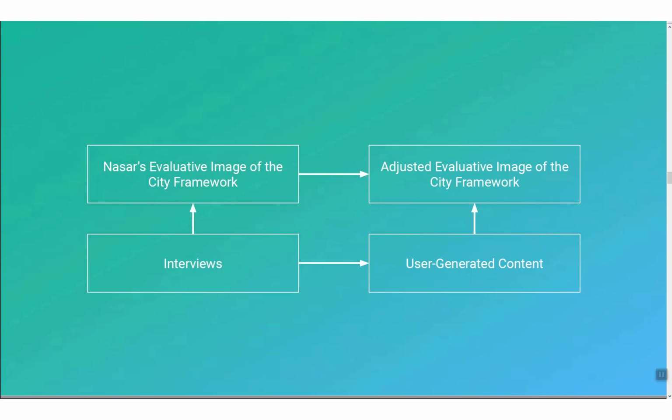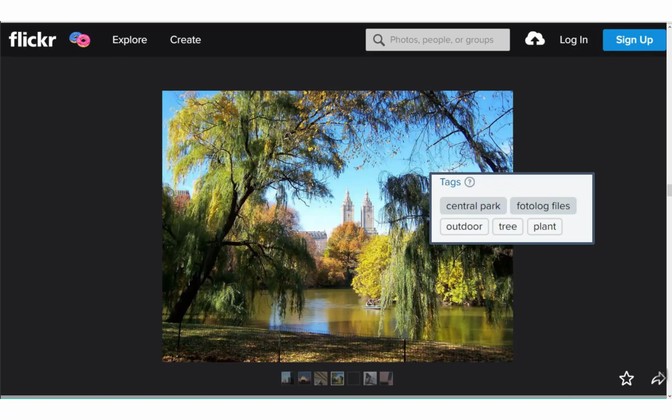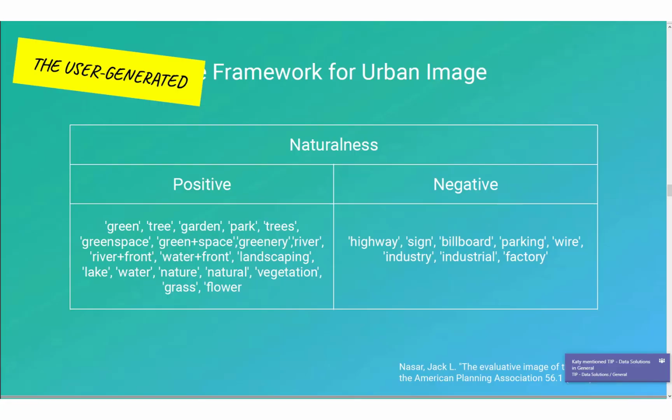But you can see with an image in Manhattan, you have images that are tagged with people, skyscraper, building, sign. People tag what they see in an image. That's interesting because that's what we basically need. That's what Nasser's framework is: it looks at objects or perceptions in an image. So when you have tags like Central Park or outdoor, that's what we need. I did a bit of cleaning and found out, for naturalness, what words people use. Not all of them connected well with what Nasser was doing, but some of them did.